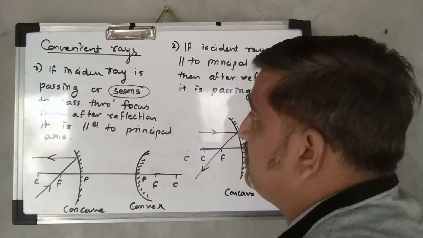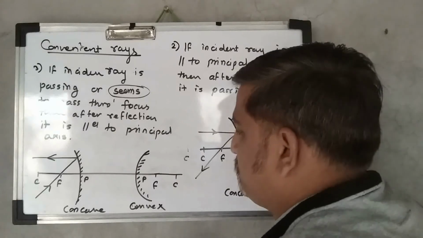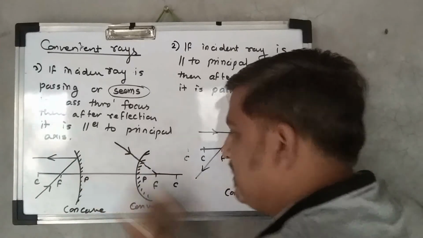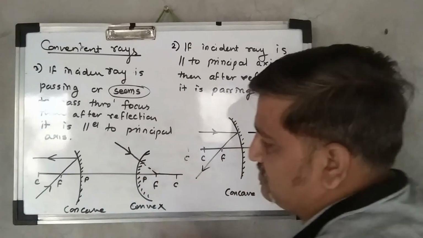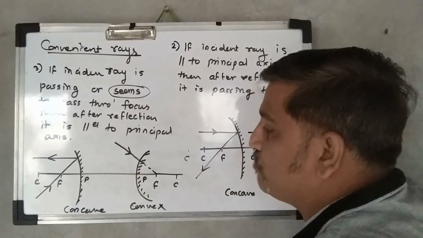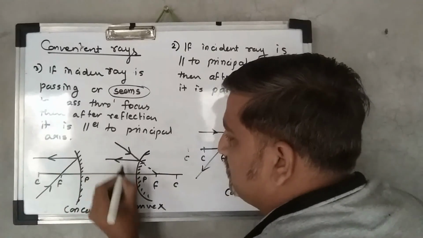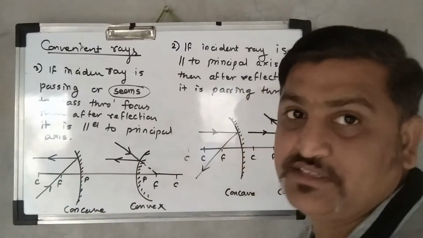If the incident ray seems to pass through the focus, you can see that it seems to pass through the focus. Here the dotted line I showed to seem to pass. Okay. After reflection, it is parallel to the principal axis.